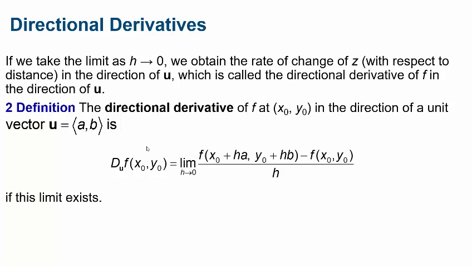So here's just the formal definition. The directional derivative of f at some specific point x0, y0 in the direction of a unit vector u with components a and b, we denote as the following. It is given by this limit. Notice how both the x and the y have the ha and hb here, so x0 plus ha and y0 plus hb for the y. This directional derivative is defined if the limit exists.